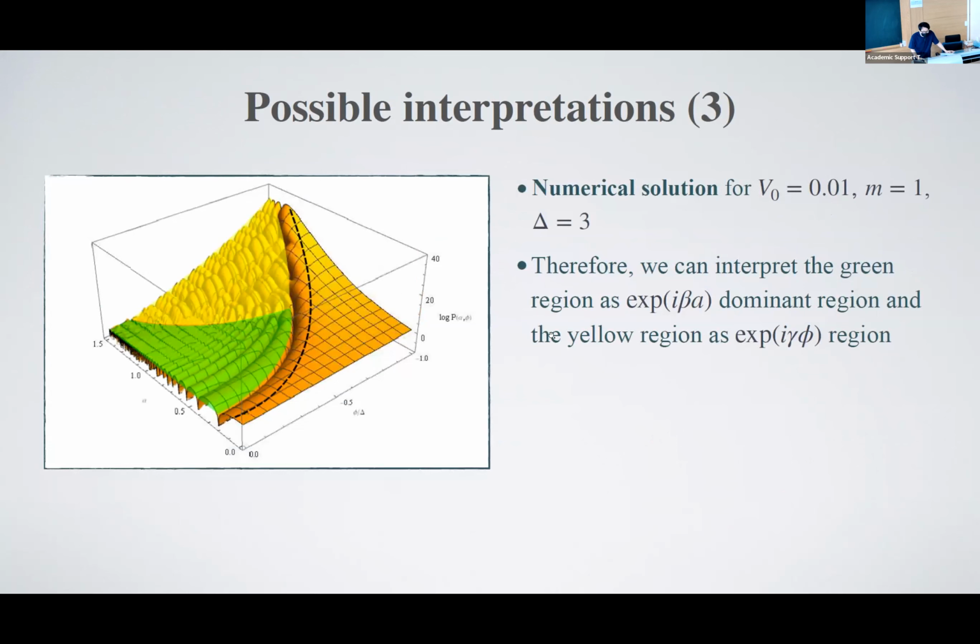Following our interpretation, we can divide this plot into three parts. First, this is a non-classical region, so the wave function increases exponentially. And this is the oscillatory region, so this region is classical. In the blue and green regions, the oscillation of A is dominant, and in the yellow region, it seems that the pi direction oscillation is more dominant.